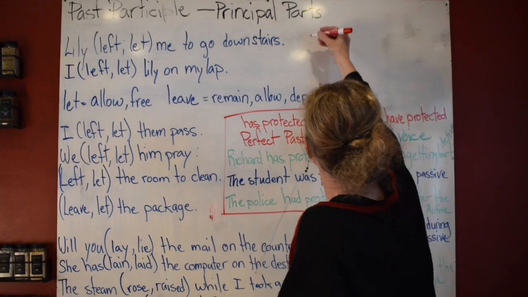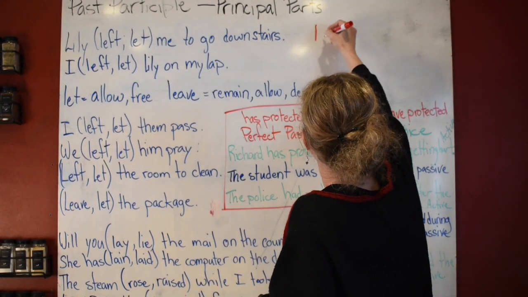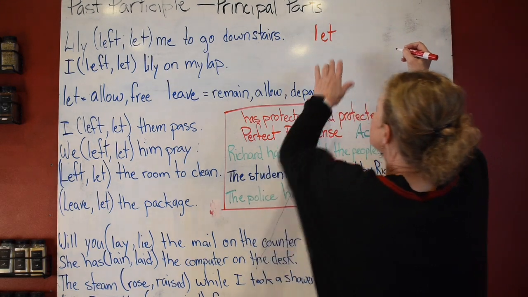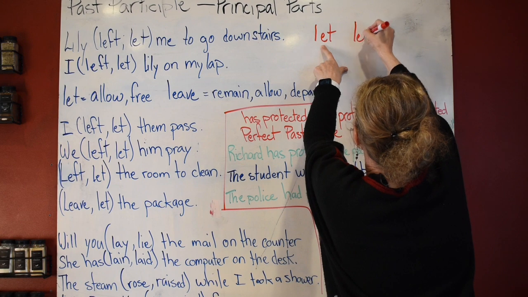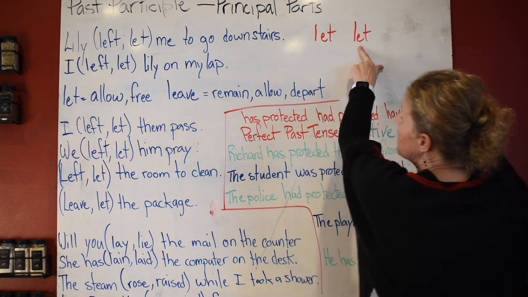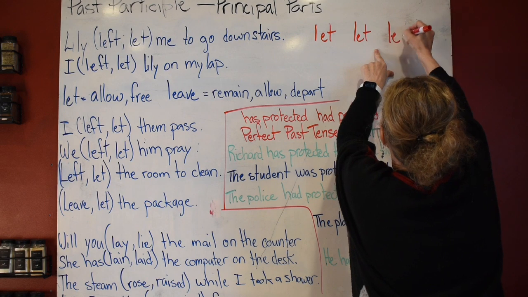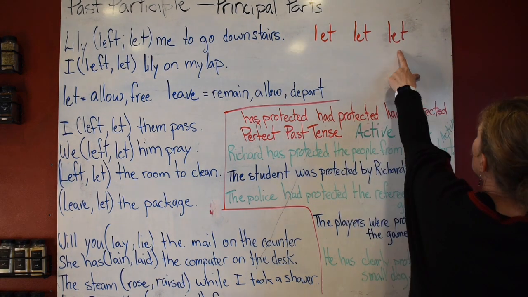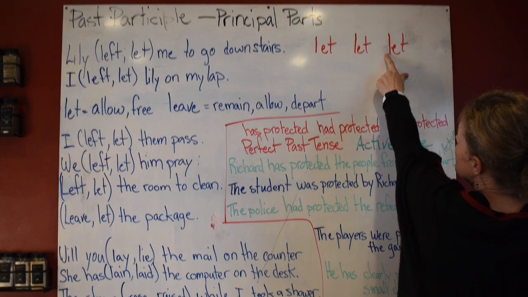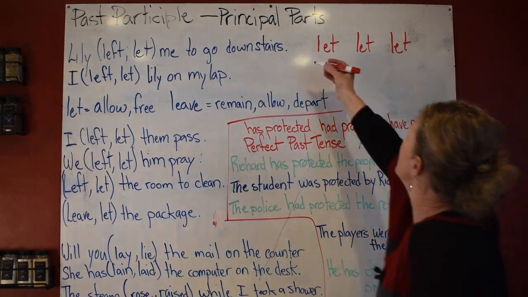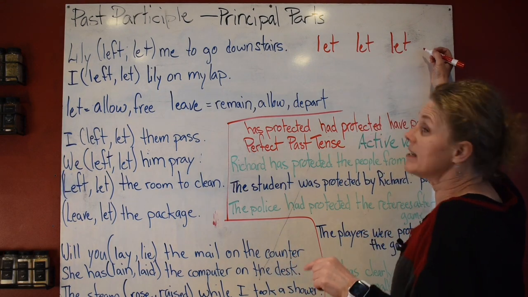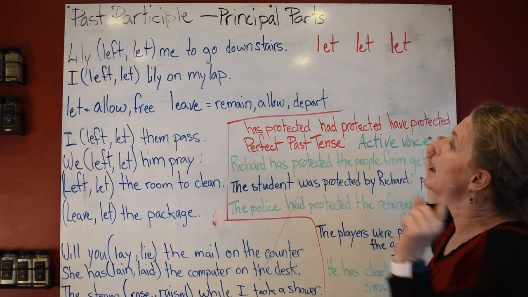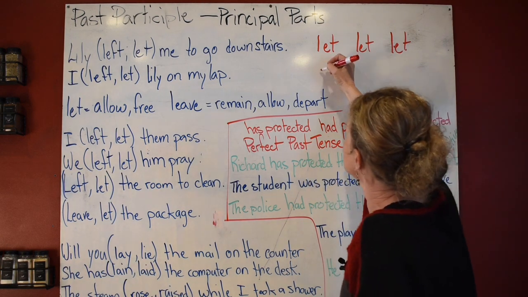So we're going to go over, we have let as our simple present, and let is our simple past. And let is our past participle that needs to be with an auxiliary verb. Let is easy. Now leave is a transitive verb. But left, on the other hand, is leave.